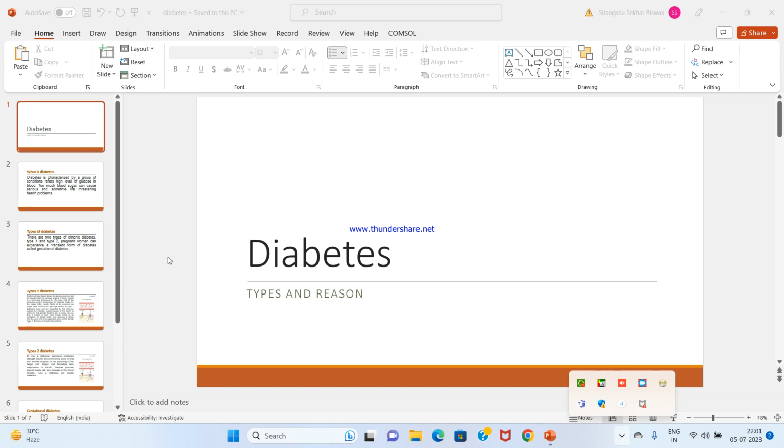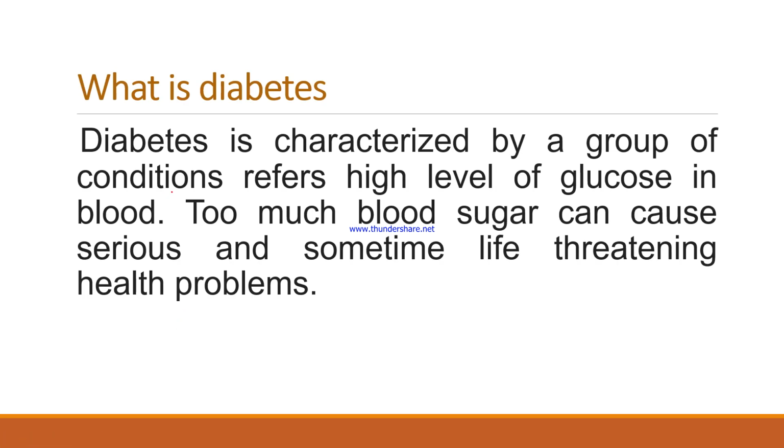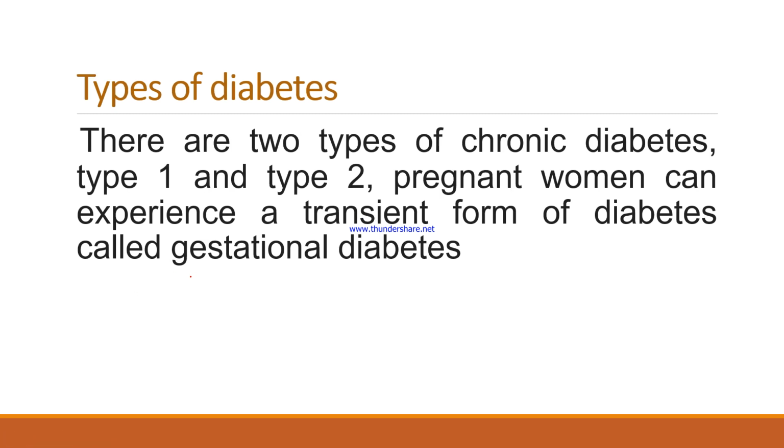Today we are going to discuss diabetes. What is diabetes? Diabetes is characterized by a group of conditions that refer to a high level of glucose in the blood. Too much blood sugar can cause serious and sometimes life-threatening health problems.